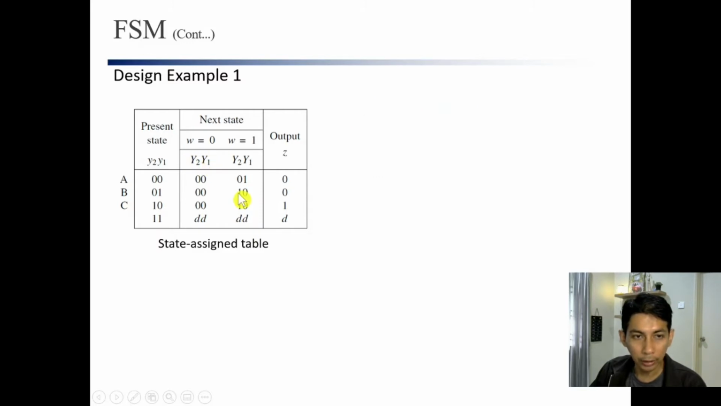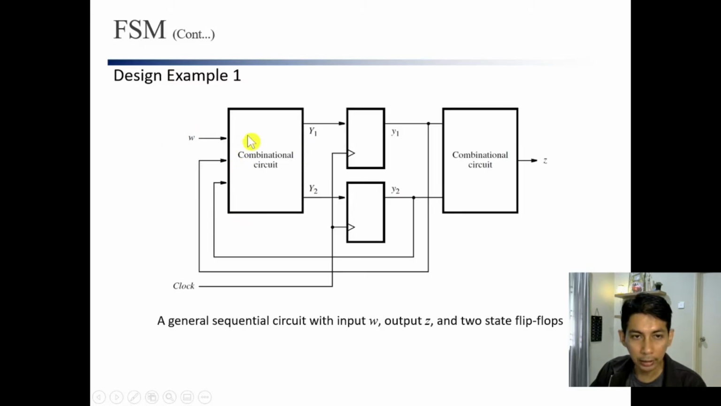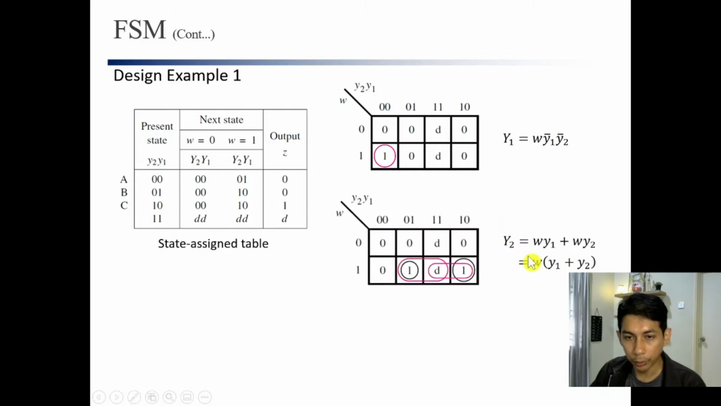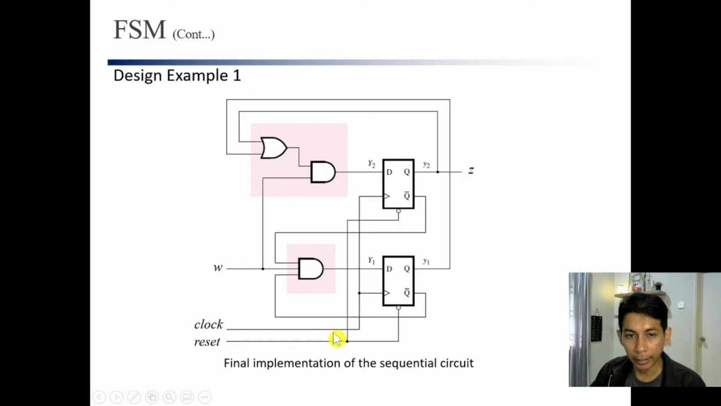All right, y1 means this. How to generate? You can use the K-map to generate the signal for y1 and also y2, and also z. All right, and at the end we will have this circuit. So this is how we design the circuit for the finite state machine.